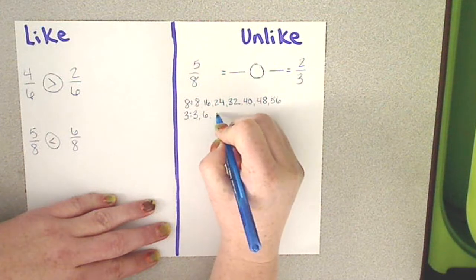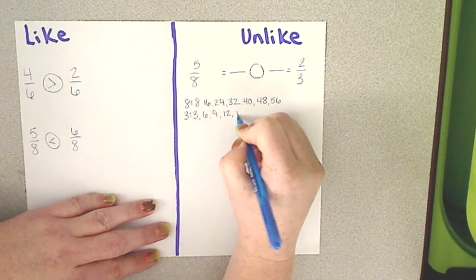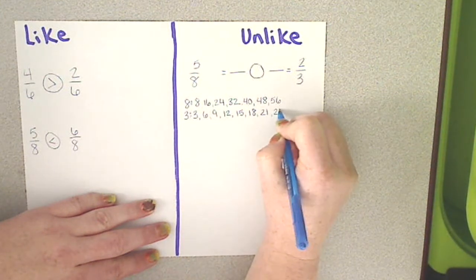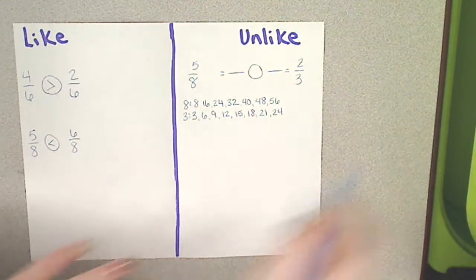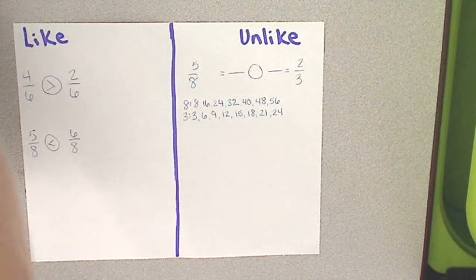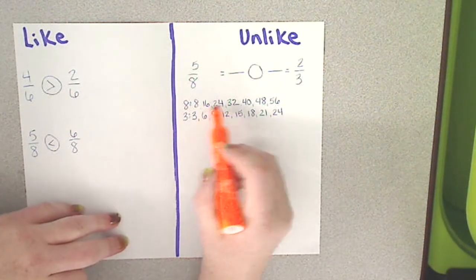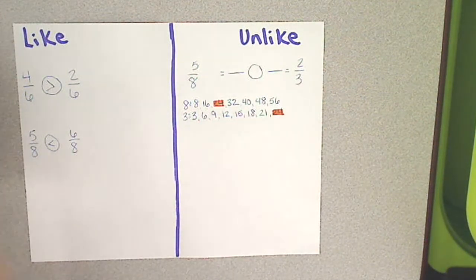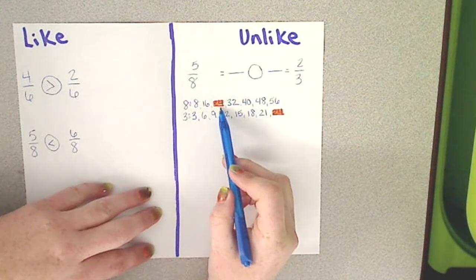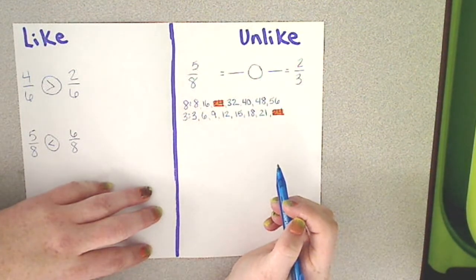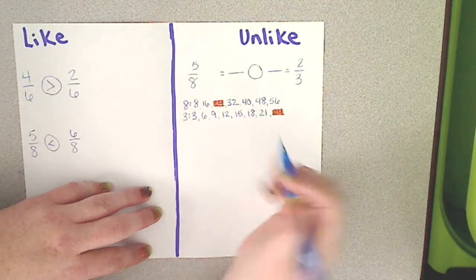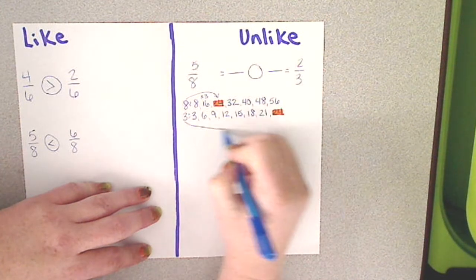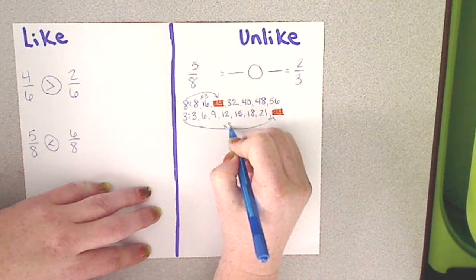3, 6, 9, 12, 15, 18, 21, 24. Okay, now I'm looking for the smallest multiple that they have in common, which in this case is going to be 24. And then I need to think to myself, well, how did I get that least common multiple? Well, in order to turn 8 into 24, I would need to multiply by 3. In order to turn 3 into 24, I need to multiply by 8.